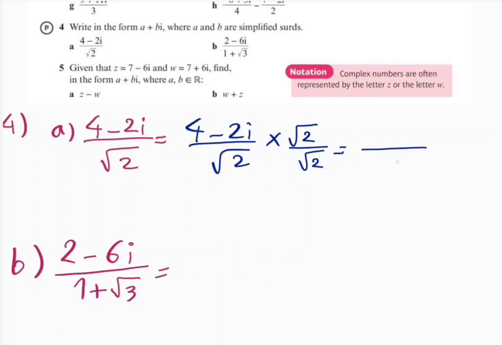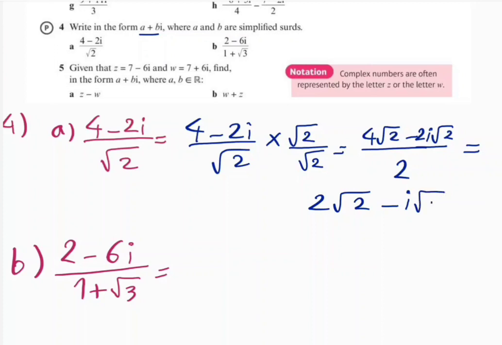So root 2 times root 2 is just 2, and then here we have 4 root 2 minus 2i root 2. And again, the question is asking for this form, so let's divide both of these numbers by 2. So 4 root 2 divided by 2 is 2 root 2, and minus 2i root 2 divided by 2 is minus i root 2.